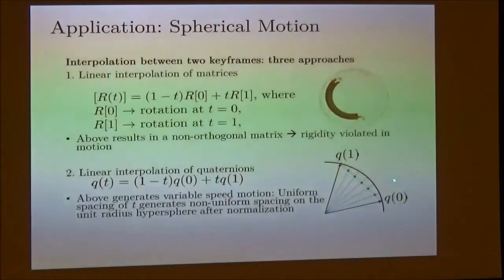Now, if you do that, we will have a little bit of a problem, because you see that the projections on this unit hypersphere are not going to be uniformly spaced. And when that happens, you will have a sort of speeding up and slowing down along this. So how do we resolve that problem?